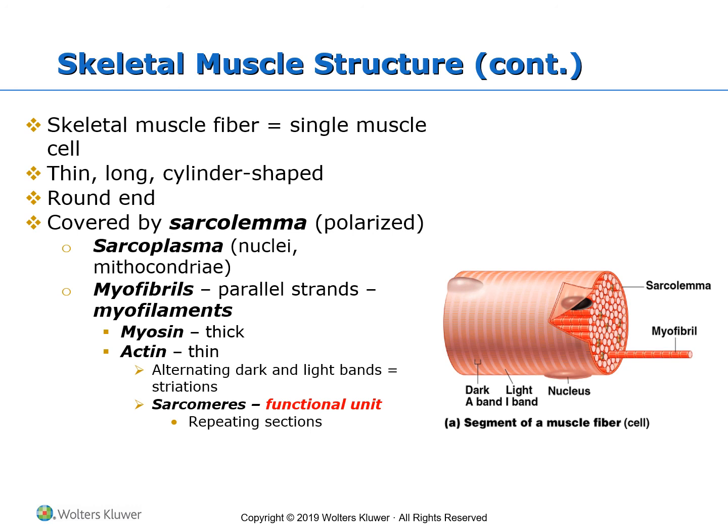And we have two types of myofilaments. We have the myosin, that is the thick type of filament, and we have the actin, that is the thin type. The alternating dark and light bands make up the striation that we see, and you can see here the dark and light bands on those myofibrils. Now, the functional unit of the muscle cell is what is called the sarcomere, a repeating section, and I will show you in a second how they look.